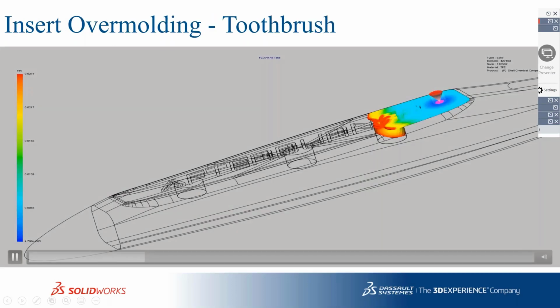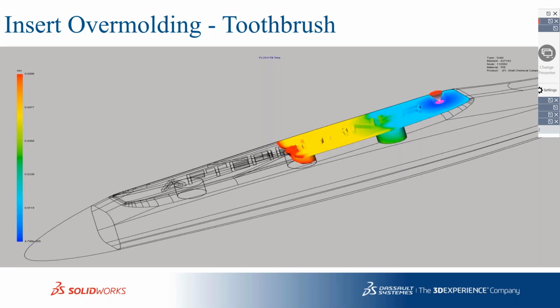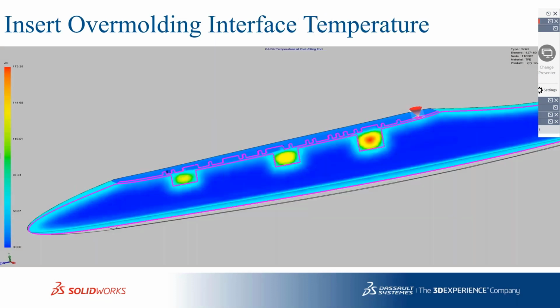Insert over molding, that is a toothbrush, was an example which was taken with different materials. And also I can see the interface temperature, very critical here, between the two different materials for one single part molding, where it is going to affect the quality of the part very much. So it is very important to have control on this interface temperature.